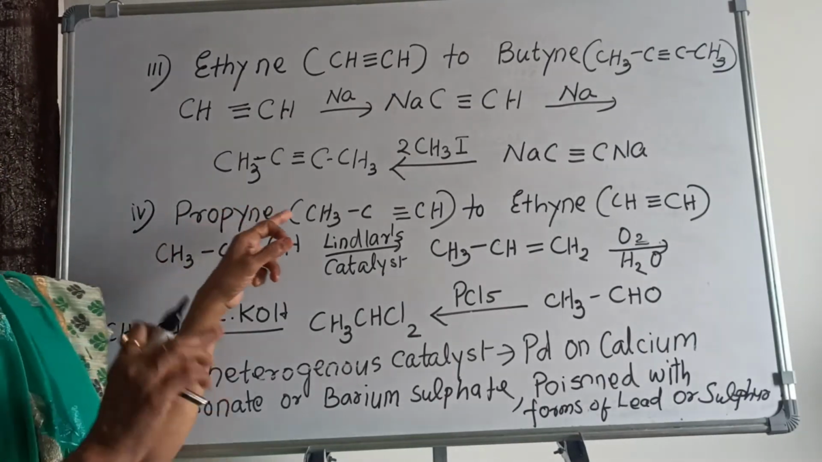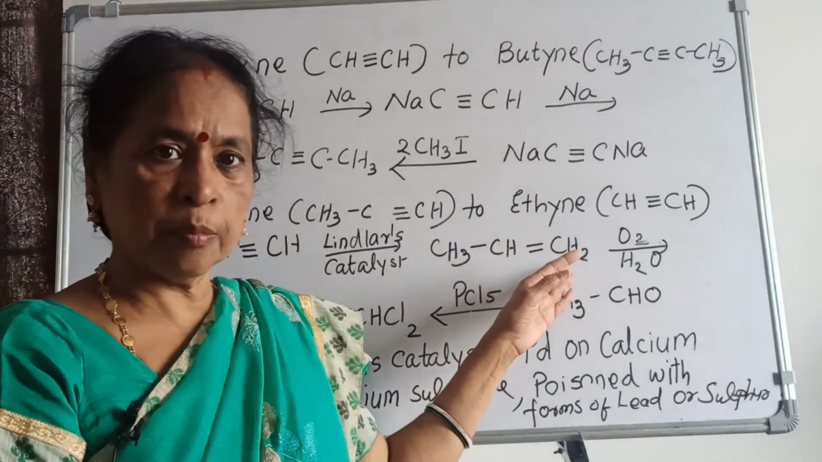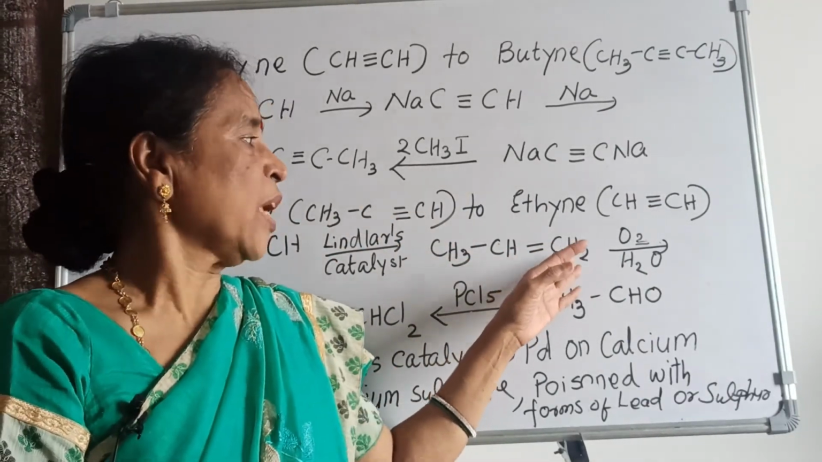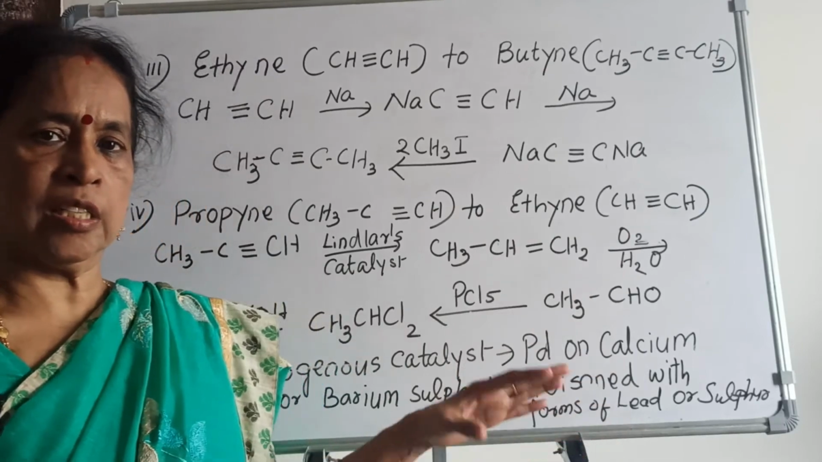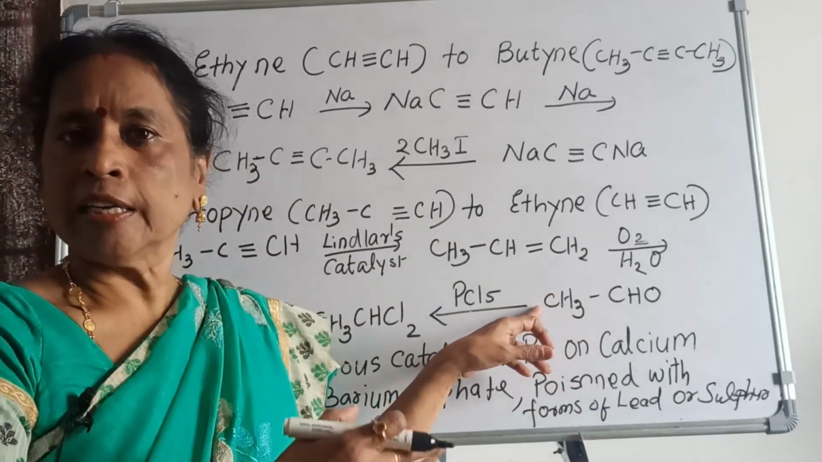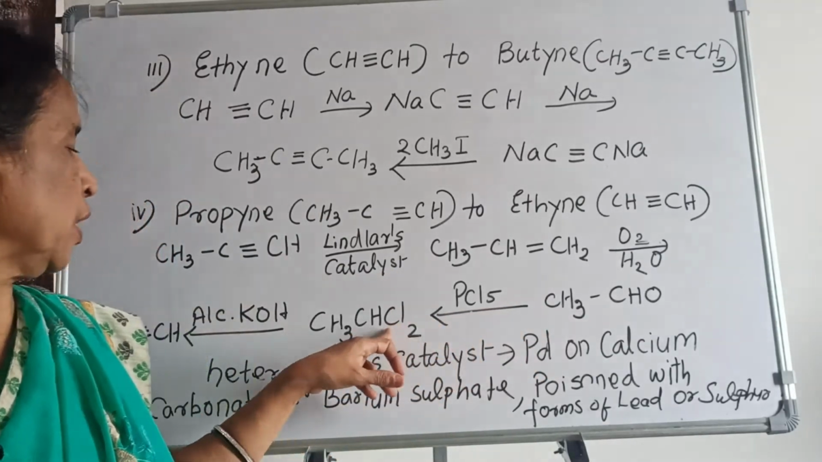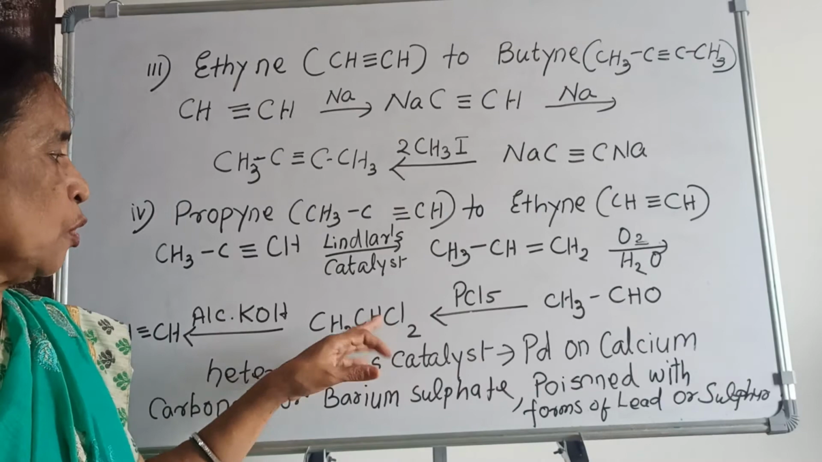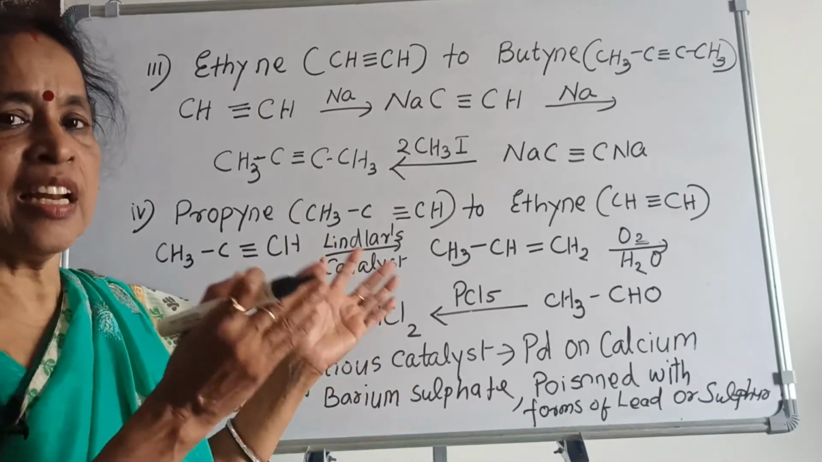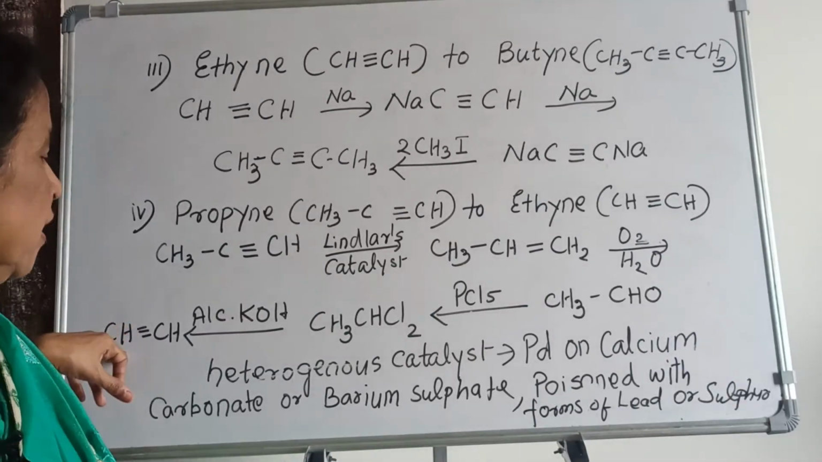The aim is to decrease a carbon atom. By Lindlar's, the triple bond changes to a double bond, and ozone and water, ozonolysis and hydrolysis, give acetaldehyde, that is ethanal. With PCl5, oxygen is replaced by 2 chlorine. With alcoholic KOH, 2 chlorine are removed. Then after that, on heating, it gives ethyne, the main product.